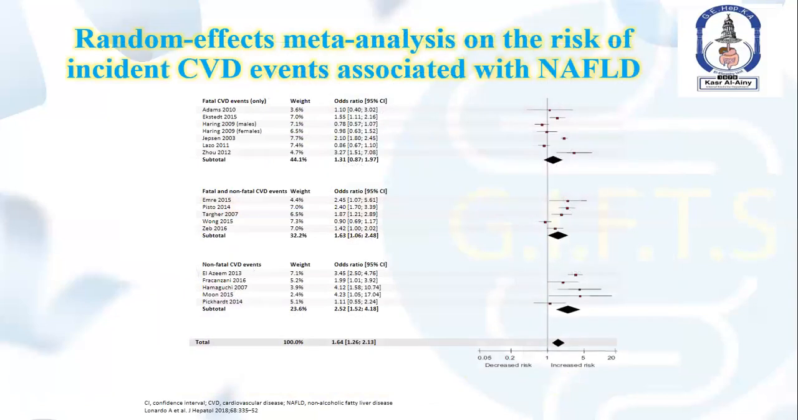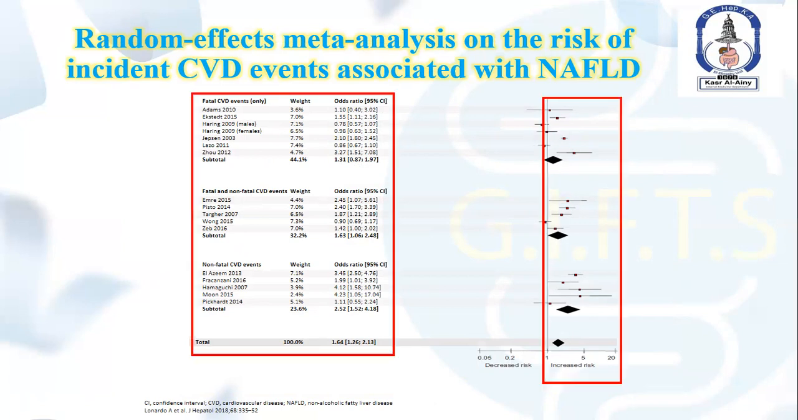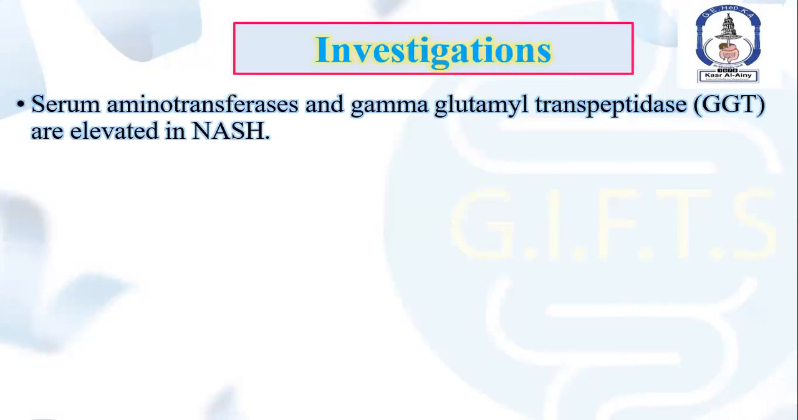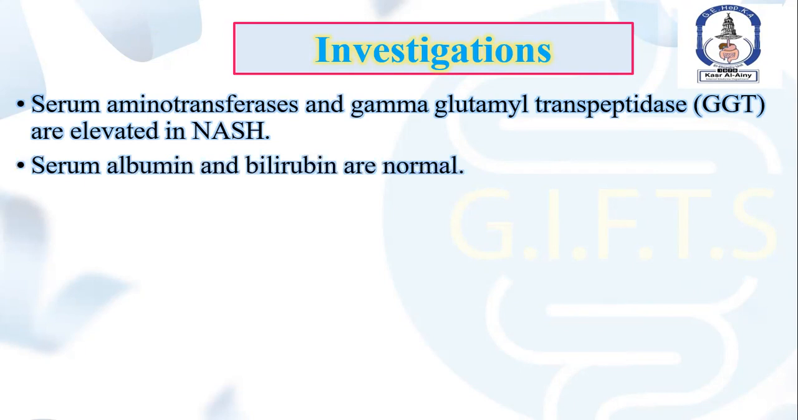And when they did the research and they made something called meta-analysis, where they analyzed all the researches, they found that all the parameters that are going to be measured for cardiovascular risks are all increased in patients with non-alcoholic fatty liver. What are the investigations? Investigations, of course, going to be aminotransferases, but with special concern about glutamyl transpeptidase, gamma GT, which is going to be elevated, especially in patients with NASH.